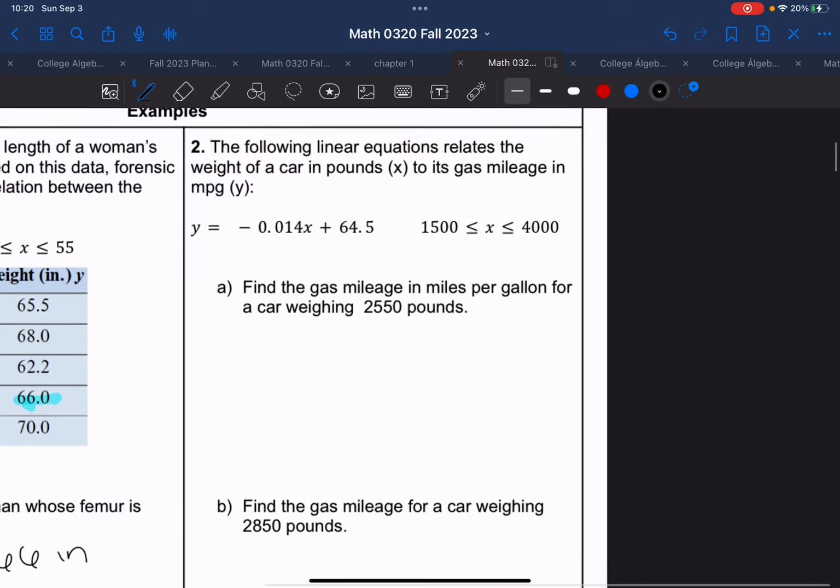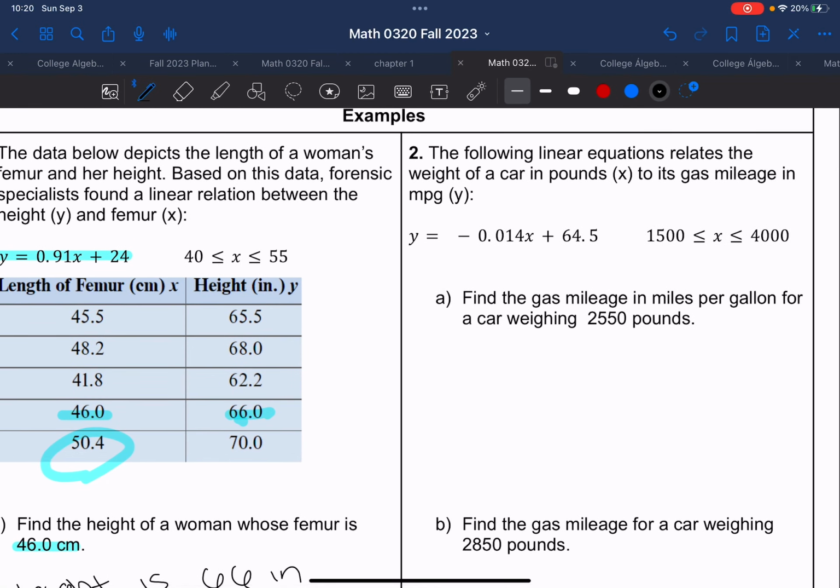Okay, last example here, number 2. It says the following linear equation relates the weight of a car in pounds x to its gas mileage in miles per gallon y. It gives us the relation y is equal to negative 0.014x plus 64.5. And then it gives us the domain 1500 less than or equal to x, less than or equal to 4000. In this case, we don't have a table that we can check our data on. We're going to be only using that equation.